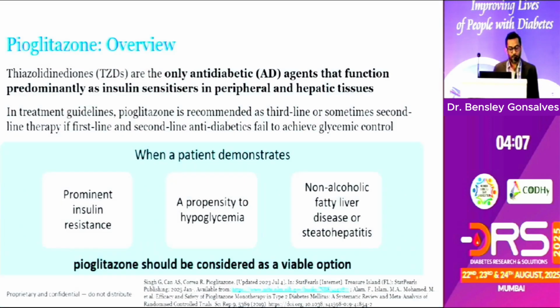So talking about pioglitazone in depth, it is the only anti-diabetic drug that functions predominantly as an insulin sensitizer in the peripheries as well as in the liver. So though it may be the second or the third line as per the algorithm, when a patient is predominantly demonstrating a prominent insulin resistance or propensity to have hypoglycemia, or is having MASLD, then pioglitazone should be considered, maybe even first or second line.